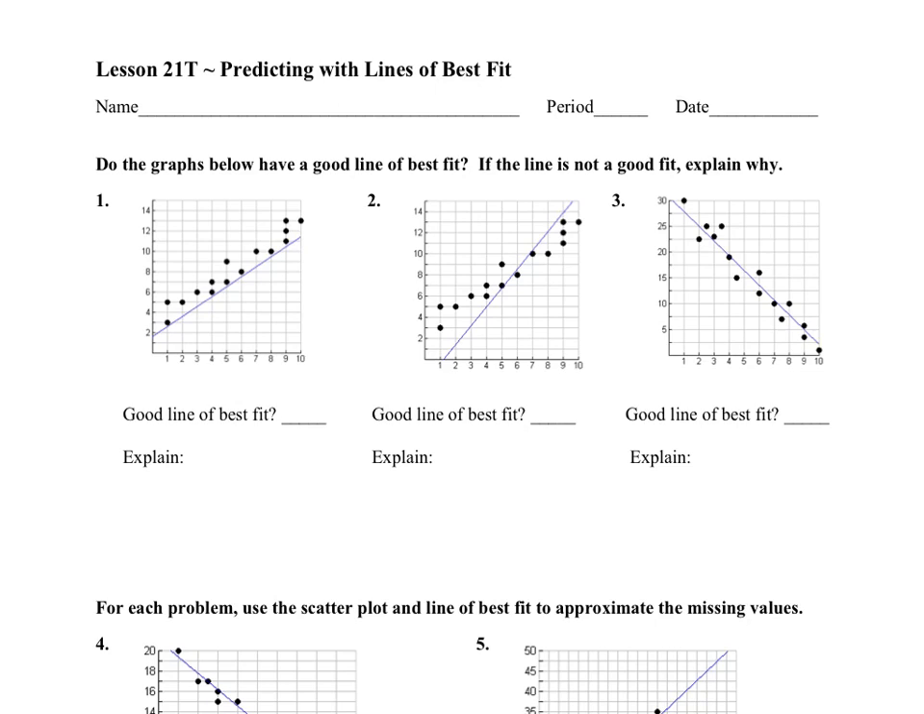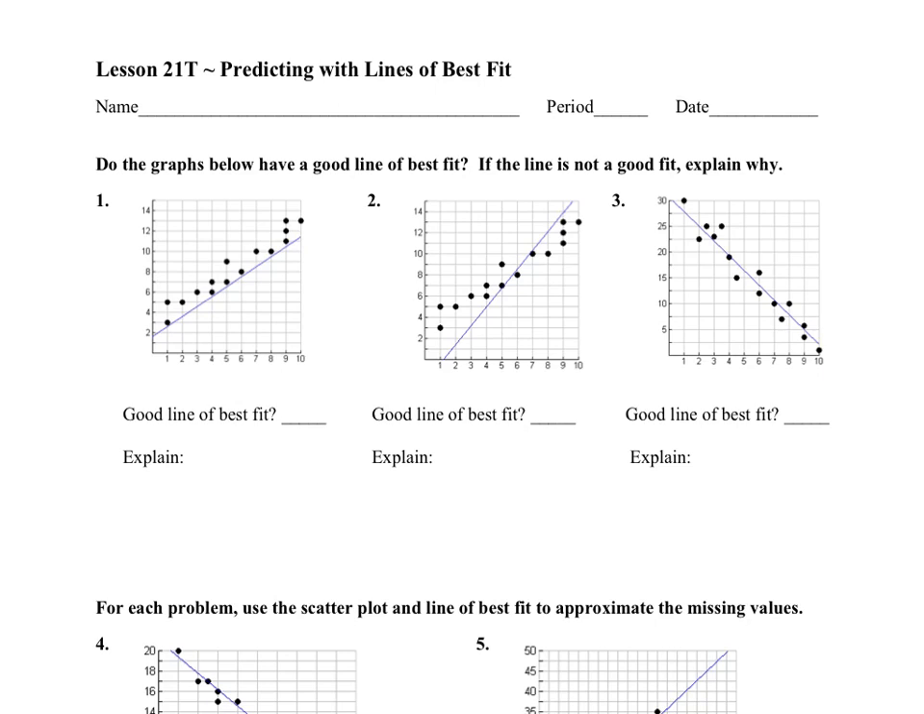For numbers 1 through 3, the instructions are: do the lines have a good line of best fit? If the line is not a good fit, explain why. Keep in mind that the criteria for a line of best fit are that the line follows the direction of the linear pattern, and the second requirement is that it has approximately half the points above and half the points below the line.